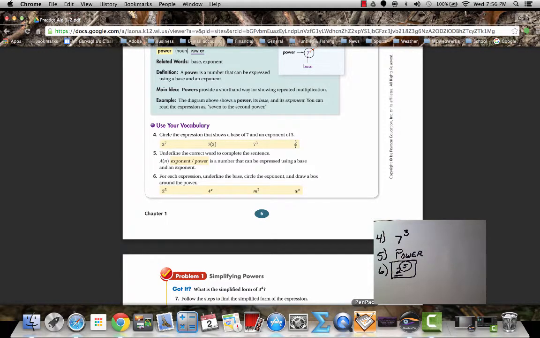Alright, you should have come up with, for 4 to the x, we underline the 4, we circle the x, and we square the entire power. For m to the 7th, underline the m, circle the 7, and square in the entire power. And w to the z, underline the w, circle the z, and square in the entire power. That should be your answer.